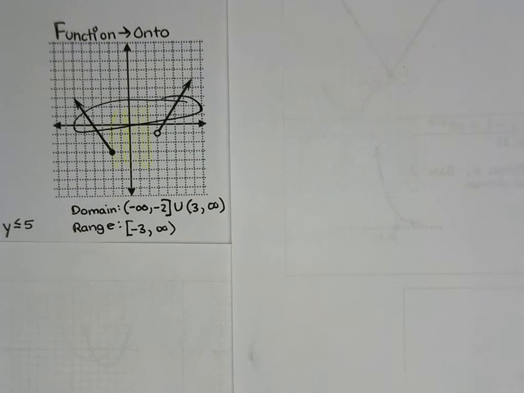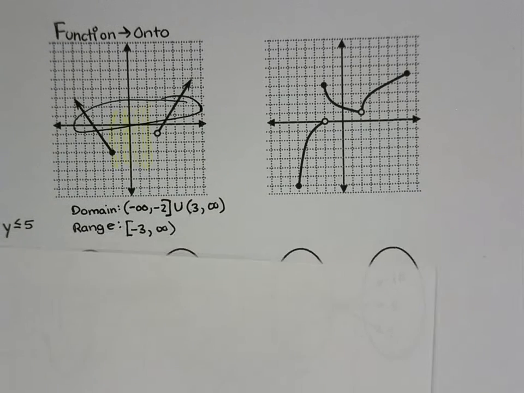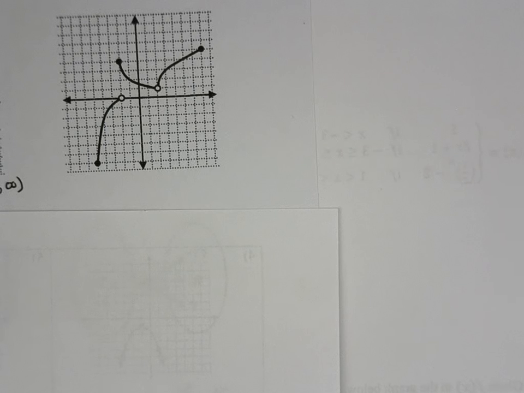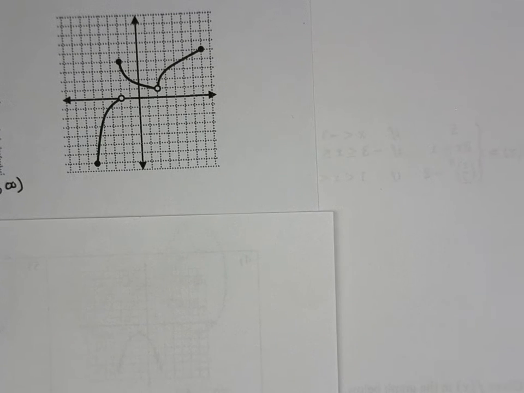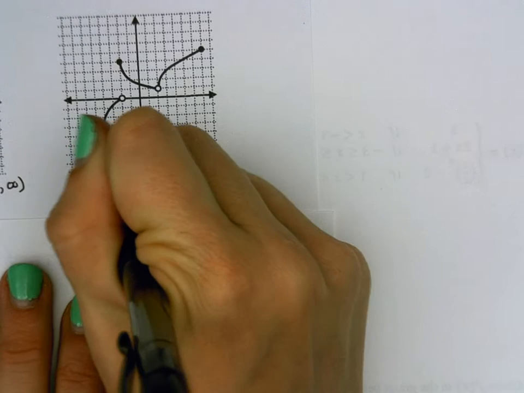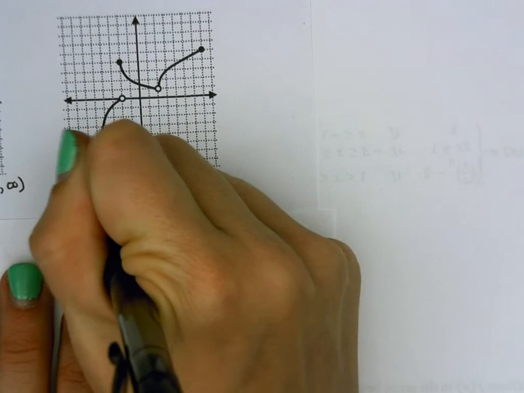Okay. And then I've got one more for those who are looking to try one more here. Okay. Go ahead and pause the video. Give this one a shot. Again, domain, range, function, onto, 1 to 1. Let's do our interval notation. Okay, domain and range in interval notation.